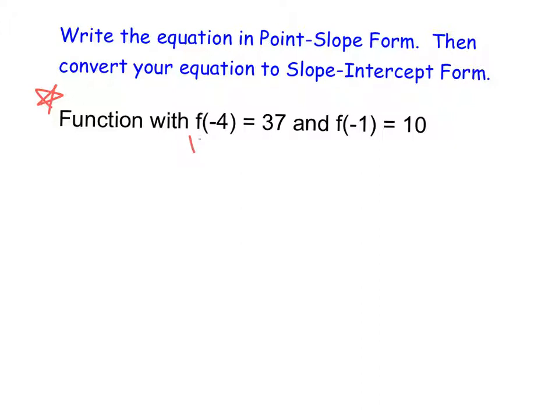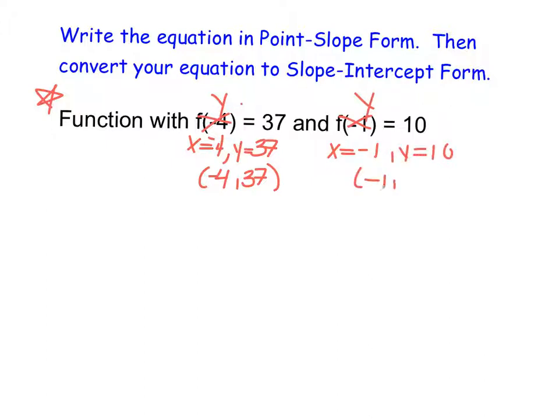So here we're going to start by interpreting the function notation. Remember, this is saying x is equal to negative 4. And then when x is equal to negative 4, y is equal to 37. So that's our first point of negative 4, comma, 37. And then the second one here is saying when x is equal to negative 1, y is equal to 10. So we have the point negative 1, comma 10. So here we now have 2 points, which will help us with the point part of point slope form. But we also need to find our slope.